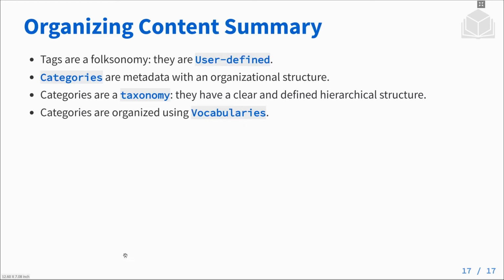Now let's take a look at the summary. Let's wrap this up. So tags are folksonomy. They are user defined. So the user is the one who is going to be applying tags to what they create. Categories are metadata with an organizational structure. And categories can have subcategories and so on and so forth. Categories are taxonomy. They have a clear and defined hierarchical structure. And again, categories are defined by the administrator. And then finally, in order to better organize the categories, we're going to use these things called vocabularies.